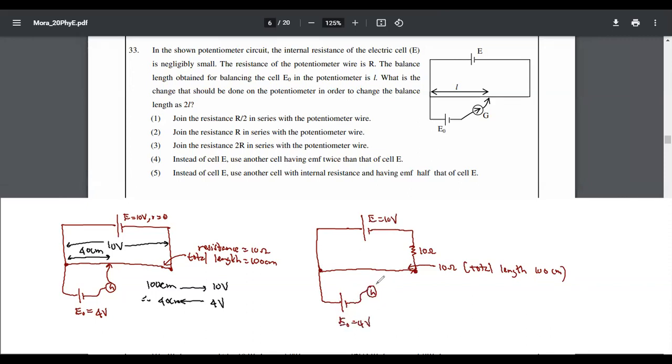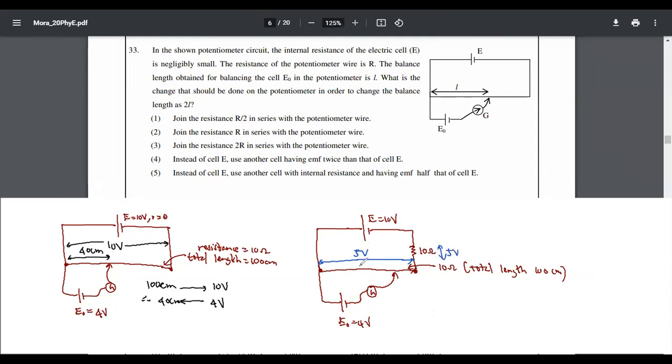Now tell me what will be the balance length, people. Can you tell me the balance length now? For that, we need to know the new potential drop. What will be the potential drop across the entire potentiometer now? Can you guess? What is it going to be? It's going to be 5. Very good. It's going to be 5 volt because this 10 volt will be, half of it will be given to the potentiometer wire, half of it will be given to 10 ohm.